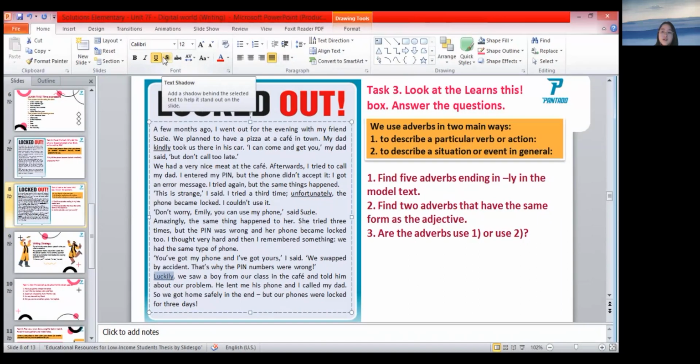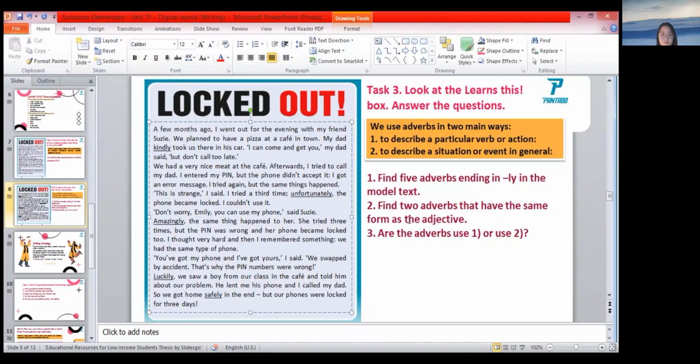Anything else? Amazingly. Anything else? And safely. Okay, so these are 1, 2, 3, 4, 5 adverbs ending in "ly" in this text.